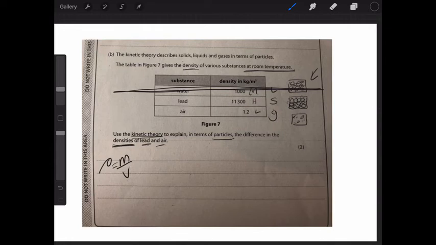In this answer, I would be focusing on the fact, straight away using the table, the density of lead is greater than the density of air, because the lead is a solid at room temperature, and its particles will be closely packed in neat rows. Because density is the mass per unit volume, the lead has more particles packed into the same volume at the same temperature compared to air. That would be my final answer.